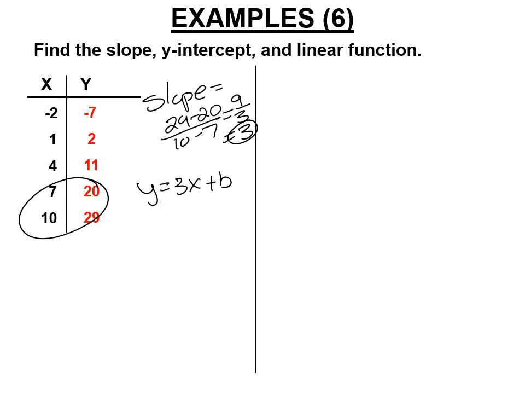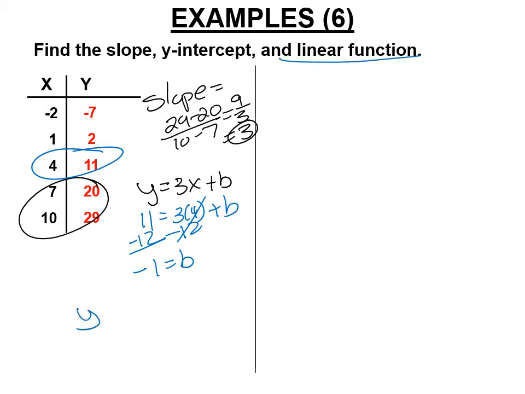Now let's pick any point along there. Let's pick 11, 4. So when x is 4, y is 11. Right? So 3 times 4 is 12, so we subtract 12 from both sides. 11 minus 12 is negative 1. So b here is negative 1.